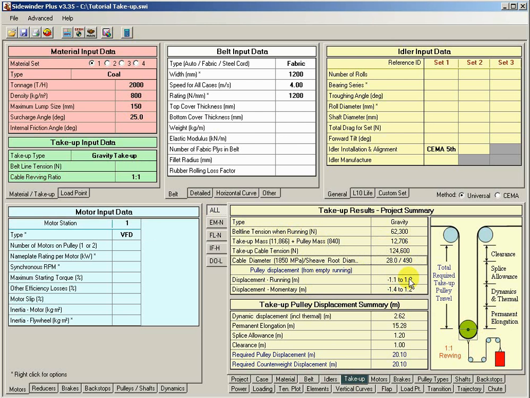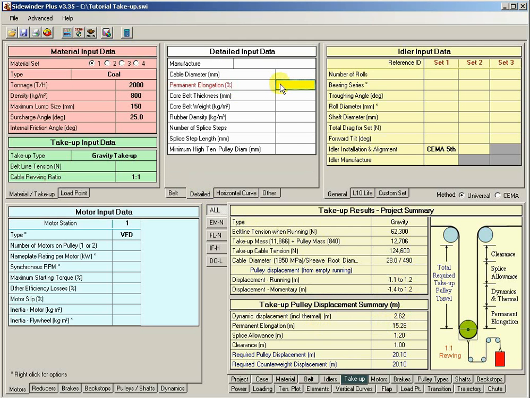So during steady state running, from all our different load cases and our thermal conditions and whatnot, the take-up travels from negative 1.1 to 1.2 meters. And during momentary conditions, starting and stopping, we actually travel from minus 1.4 to 1.2. The total displacement, including thermal, is going to be 2.6 meters. Permanent elongation is 15.28. Permanent elongation is simply calculated.